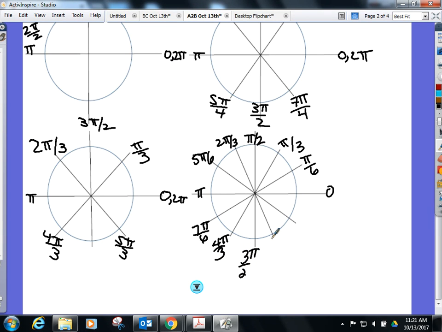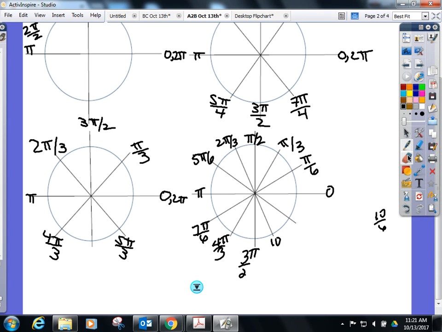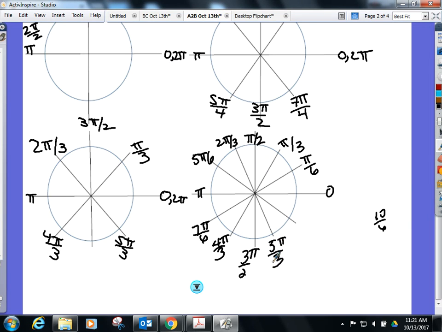Where do I keep going here? We get 10, right? 10 pi over 6. Well, what's that reduced down to? 10 over 6, 5/3 pi. 5 pi over 3. And so what are we up to? 7, 8, 9, 10, 11 pi over 6. And then I'm back at 12 pi over 6, or 2 pi again.